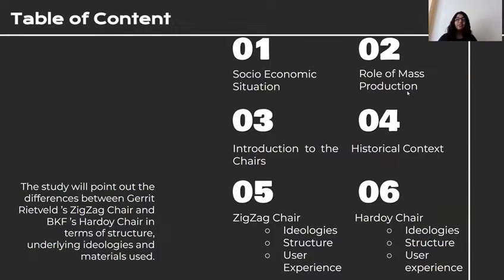The presentation will draw out the differences between both the chairs in terms of structure, underlying ideologies, and the material used. We will also give an overview of the historical context and the factors affecting the production of these chairs, along with the user experience involved.